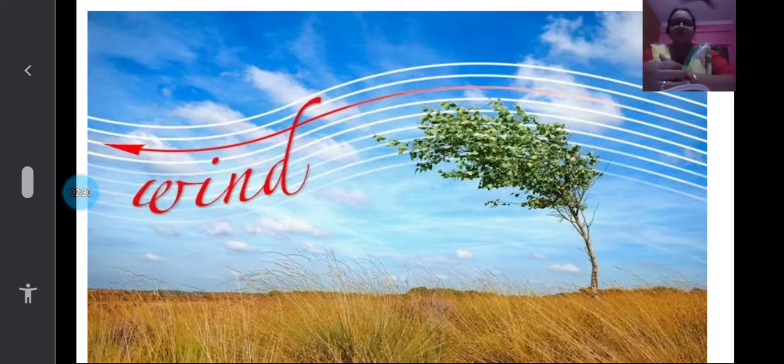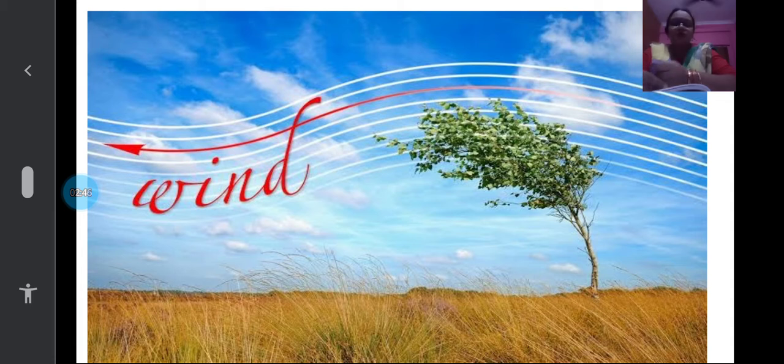Let us move on to the next. You see the picture, children. Here you can see the tree. The branches of the tree and the leaves are bent to one side. Why has it bent like that, children? What is blowing and what is making it bend like that? Very good, it is the air.